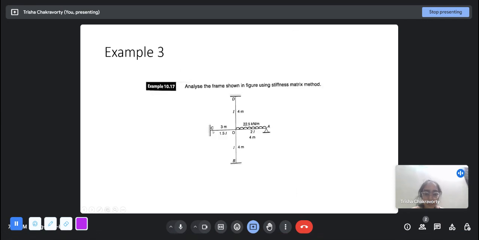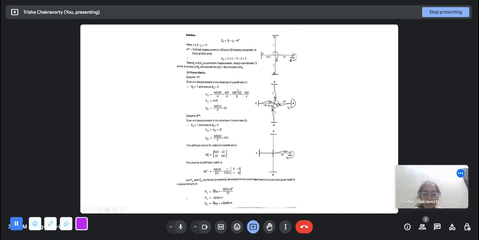The moments of inertia here are different. This is 2I, this is 1.5I, and these two are I. So 4EI by 4 plus 4EI by 4 plus 4E into 1.5I by 3. We know that at the fixed end the denominator has 4, and at a hinged end it is 3. So from that we get K11 is 6EI, K21 is 2E into 2I by 4, that is EI.